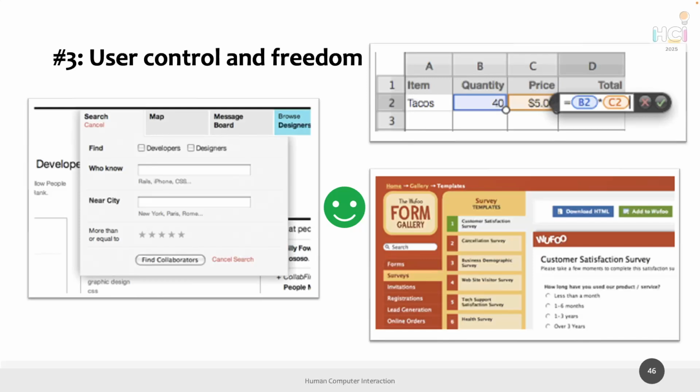Here instead are some good examples. For example, here. Okay, there is a clear indication of the cells with different colors. I can accept the formula. I can reject it. So I'm in control, even if I make some errors. Okay.